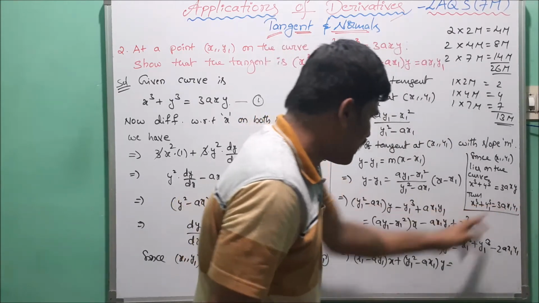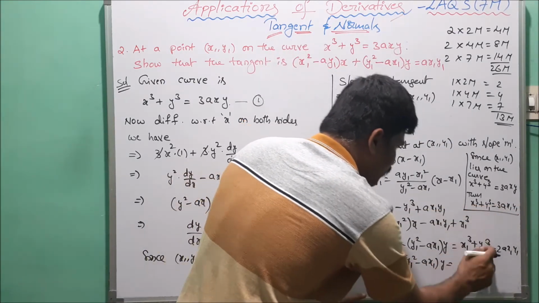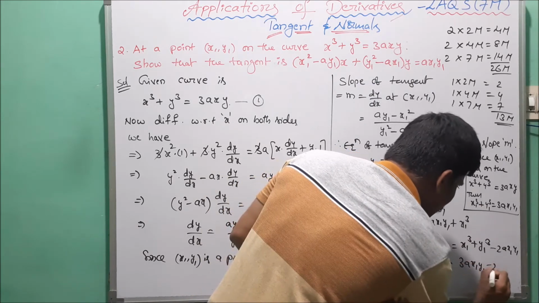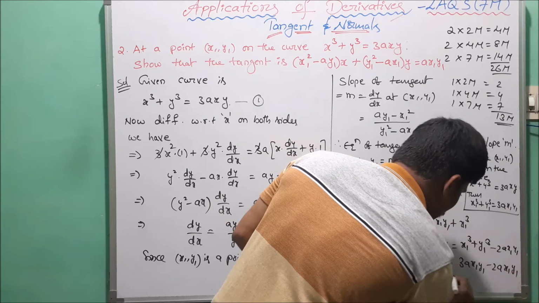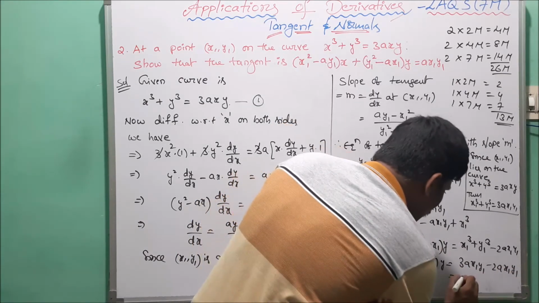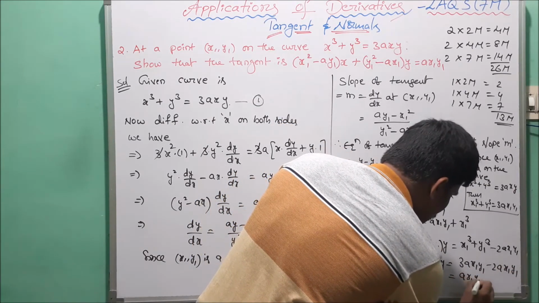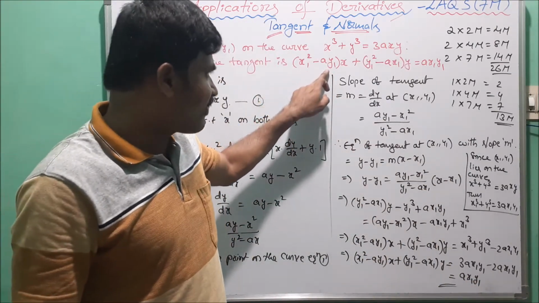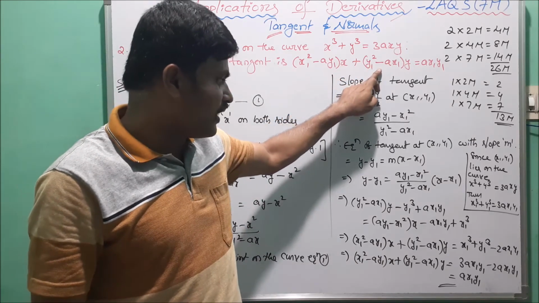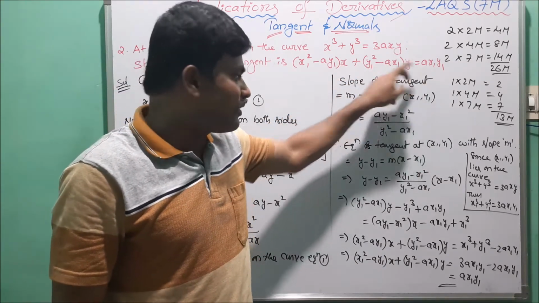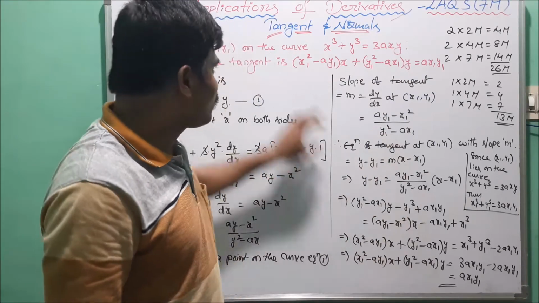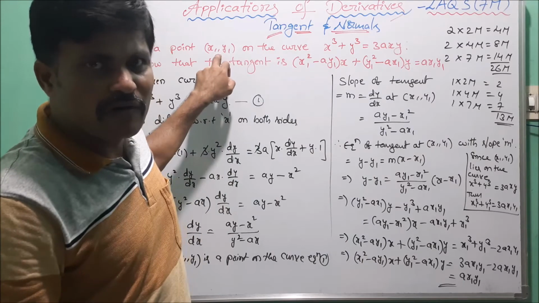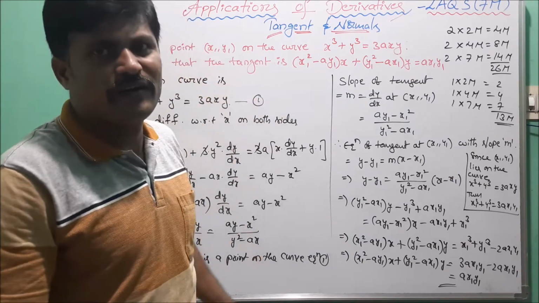Now here substitute the value in that one. X1 cube plus y1 cube value 3a x1 y1 minus 2a x1 y1. Now 3 minus 2 means 1. So a x1 y1. So this is our proving result. X1 square minus ay1 into x plus y1 square minus ax1 into y equal to ax1 y1. So this is the equation of tangent to the given curve x cube plus y cube equal to 3axy at the point x1 y1. This is the solution for this question.